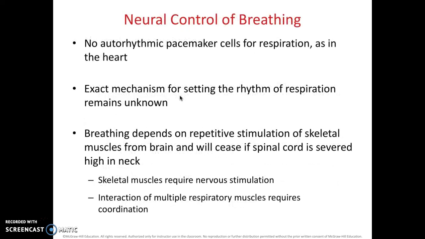So for neural control of breathing, this differs from the neural control of other basic functions, such as your heartbeat. There are no autorhythmic pacemaker cells like in the heart for respiration. And we don't really know the exact mechanism for setting the rhythm of respiration. Breathing depends on the repetitive stimulation of skeletal muscles from the brain and will definitely cease if the spinal cord is severed too high in the neck. These skeletal muscles require nervous stimulation, and the interaction of multiple respiratory muscles requires coordination. So this is why a spinal cord injury could be pretty fatal.